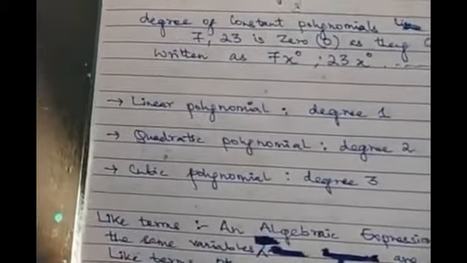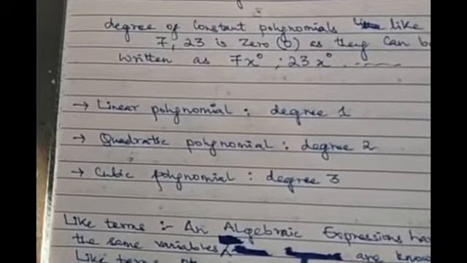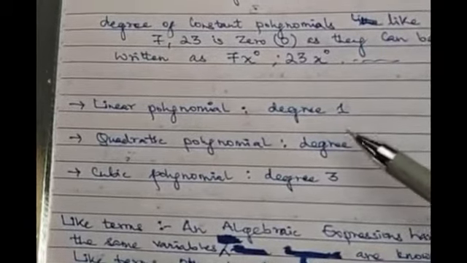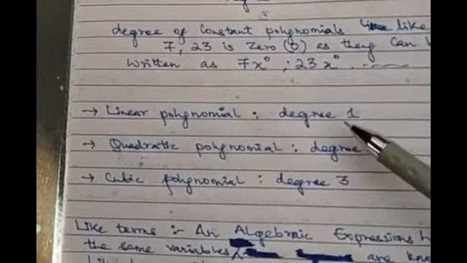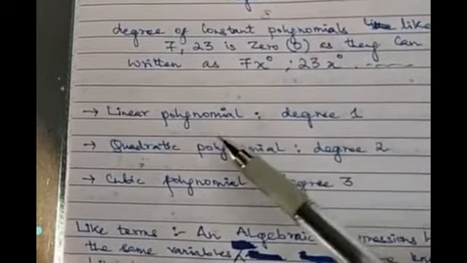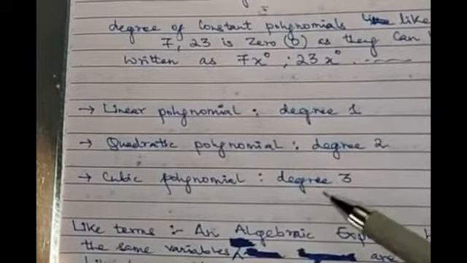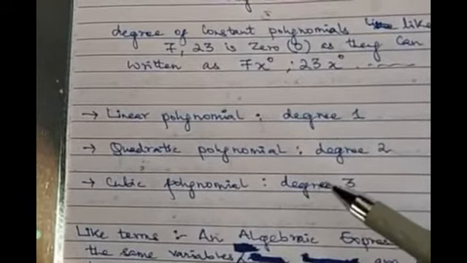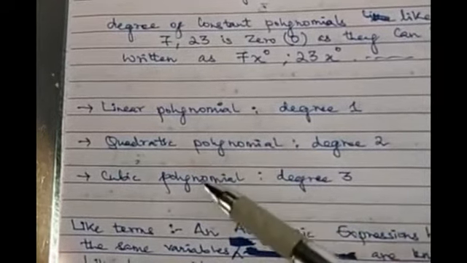Okay, now the second part we have here is the linear polynomial. What is a linear polynomial? A polynomial with degree 1 is known as a linear polynomial. If the degree of the entire polynomial is just 1, it's known as a linear polynomial. Similarly, if the degree of the entire polynomial is 2, it's known as a quadratic polynomial.